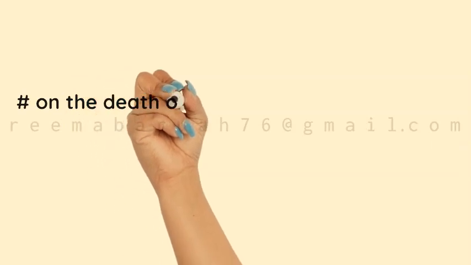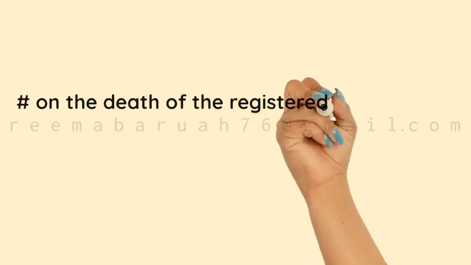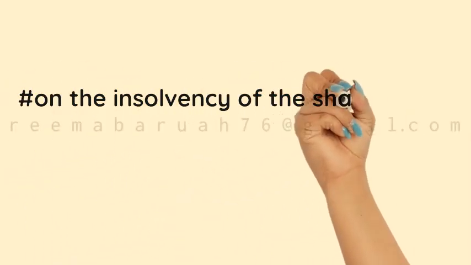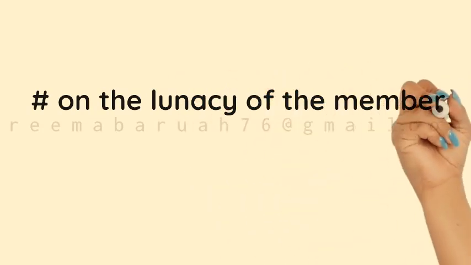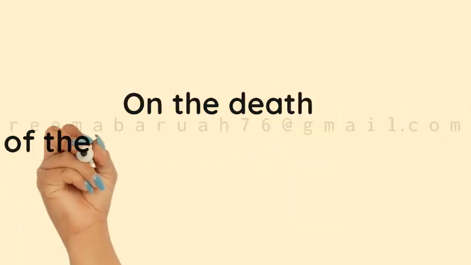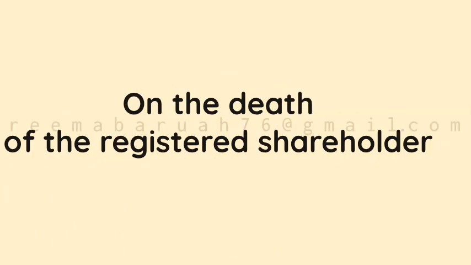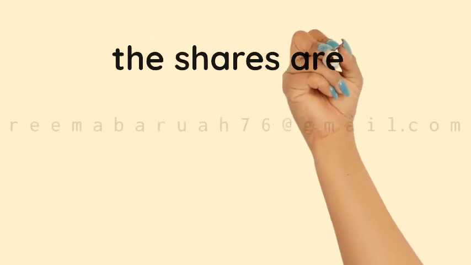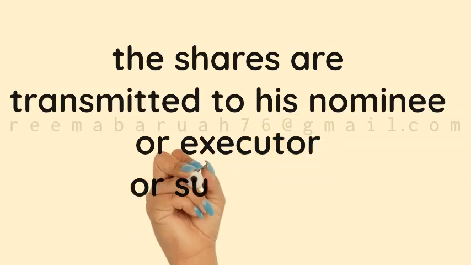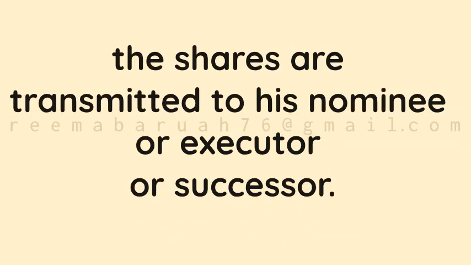The transmission of shares takes place on the death of the registered shareholder, on the insolvency of the shareholder, or on the lunacy of the member. Lunacy means insanity. On the death of the registered shareholder, the shares are transmitted to his nominee or executor or successor.